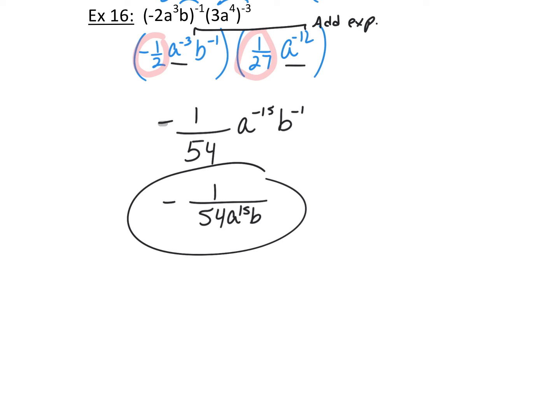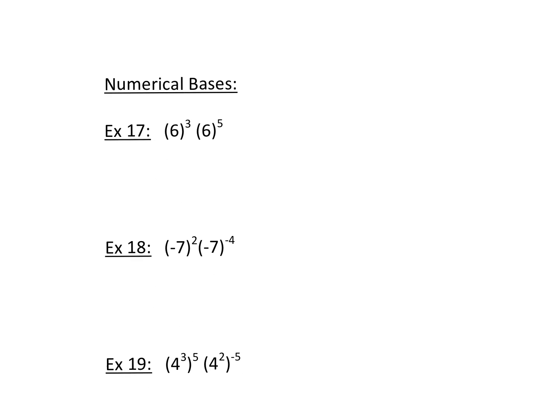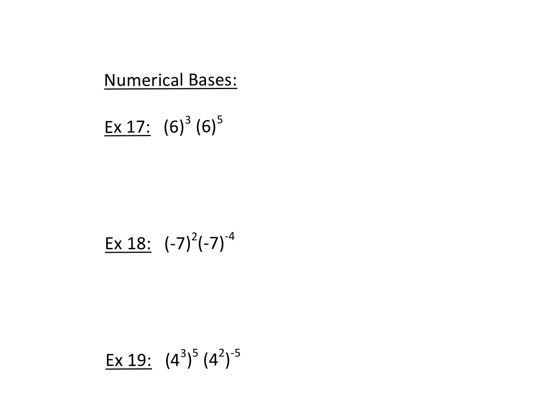Okay, so that's a recap of yesterday, reinforcing what you did at home on the homework sheet. Now we're going to move on to a slightly different topic, which is numerical bases. If you look at these problems, you'll notice that there's no variable. Normally we see x to the third times x to the fifth. The base, meaning the thing that's holding up the exponent, is usually a variable. So we have x and x, that's the base.